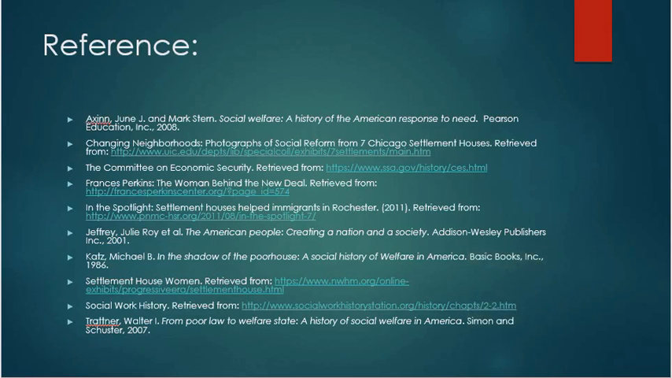Some of you may want to talk about social work, and as I said, settlement houses, the progressive movement, Jane Addams, all these ideas in these first two lectures are really, really important to social work. So be sure you check out my reference slide if that's a topic you're interested in for your final paper.